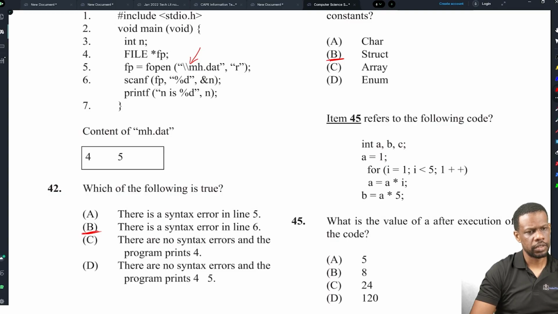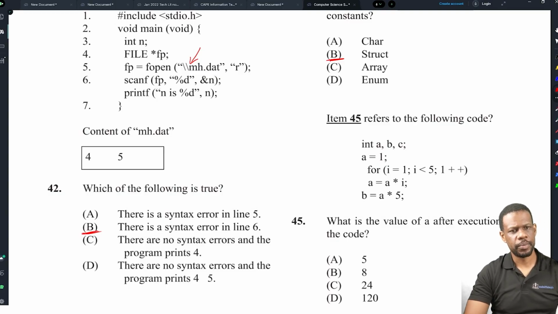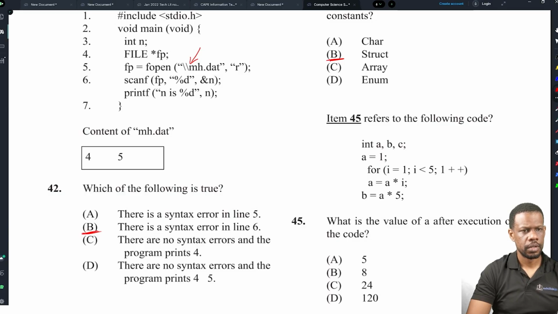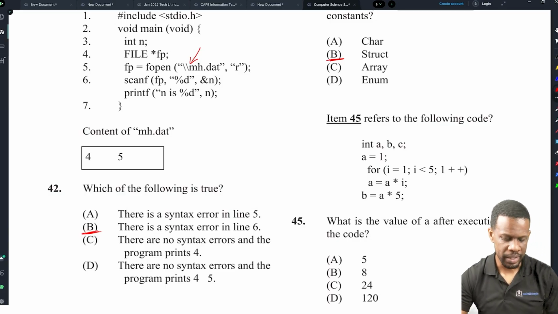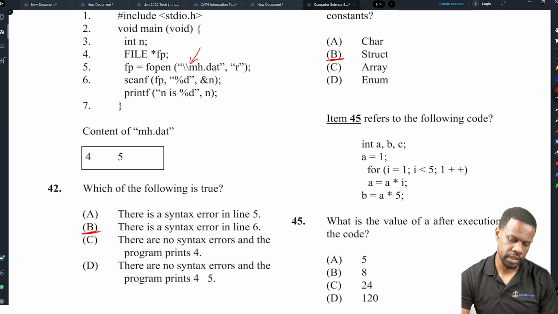AC, I'm not too sure. I think it's only supposed to be one backslash, but I think it depends on the type of compiler they use. But they definitely didn't put fscanf. So because they didn't put fscanf, that's clearly the problem. So yeah, we will take B.